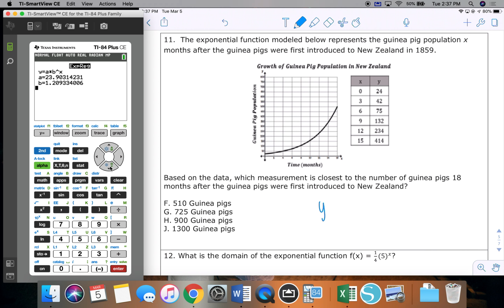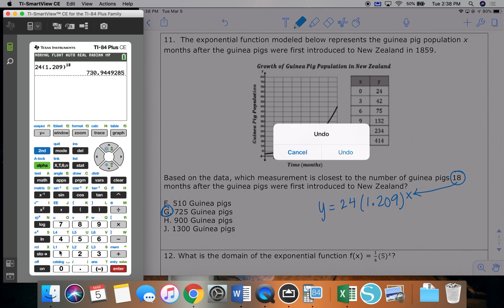So my equation is 23, or we could say 24. But for that rate, I need to get like 3 numbers after the decimal. Okay. So my 18 months is going to be plugged in for x, so I can either type it in or I can store that equation into y equals or retype my rounded one, whatever you want to do. But I get about 730, which is pretty close to answer choice G.